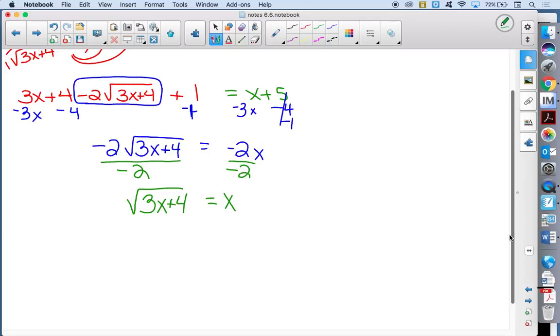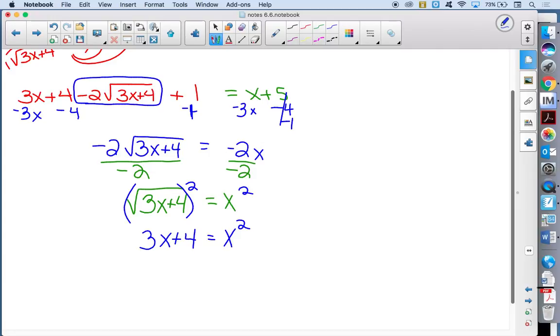So what else do you have to do, Lou? Say again? Square it, right. We have to square both sides again a second time because we still don't have the radical out of the problem. Once the radical is out of the problem, then you don't have to worry about squaring things. Now if I square the radical, it's just 3x plus 4, and it's equal to x squared. Any questions?